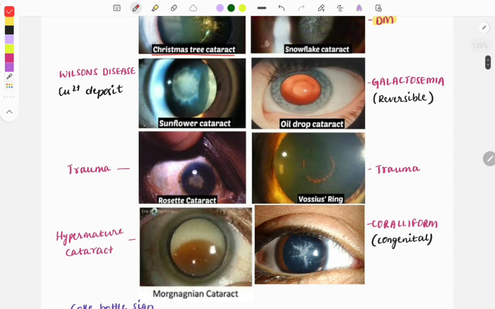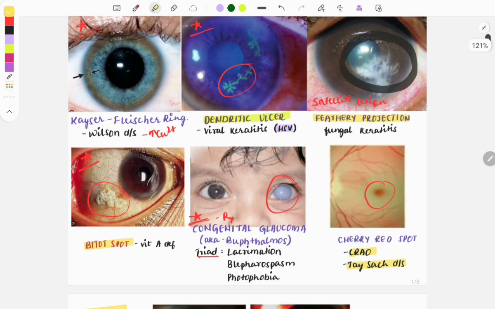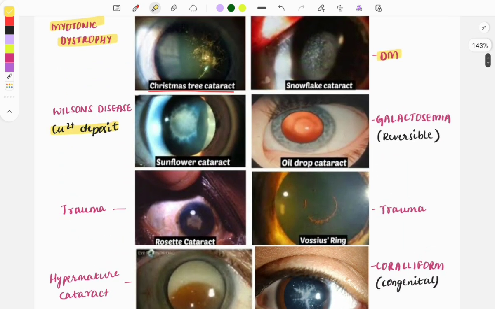Wilson's disease. You see a sunflower cataract. It is due to the copper deposition. As we had discussed earlier, that in the Wilson's disease, we even see this KF ring. And another important classical finding is the sunflower cataract.